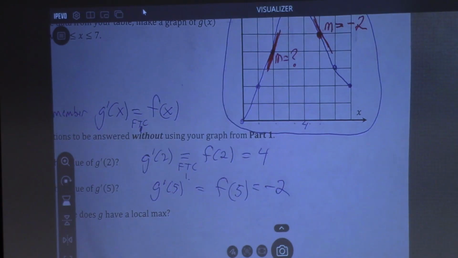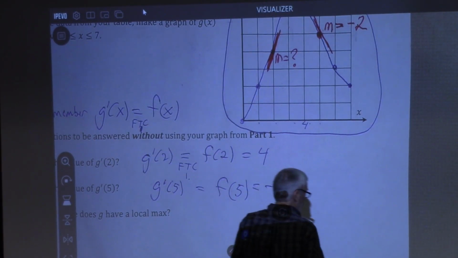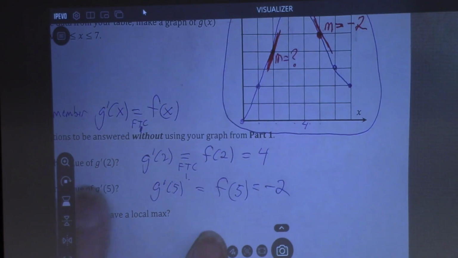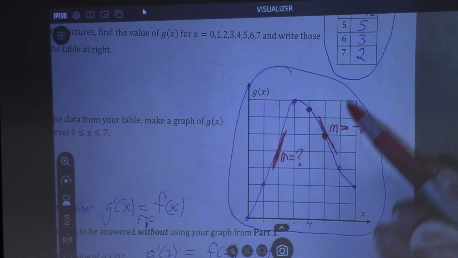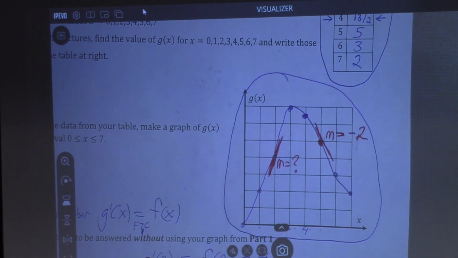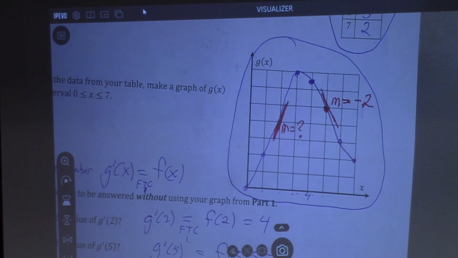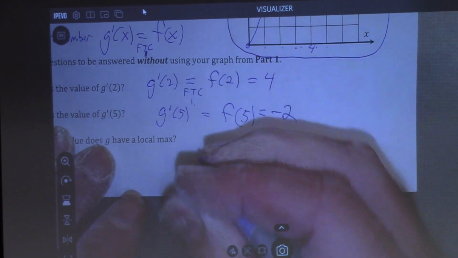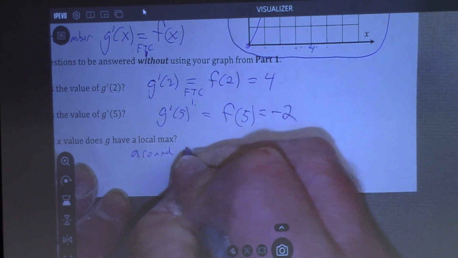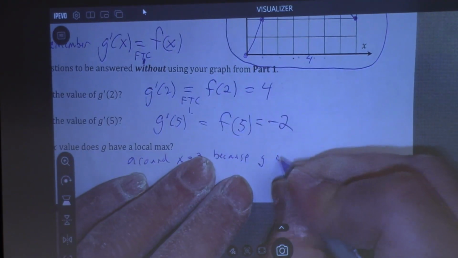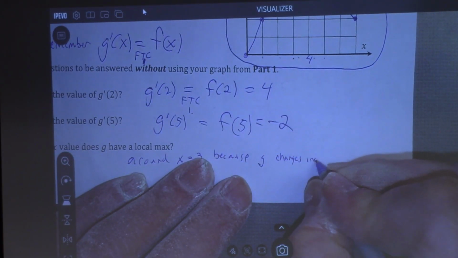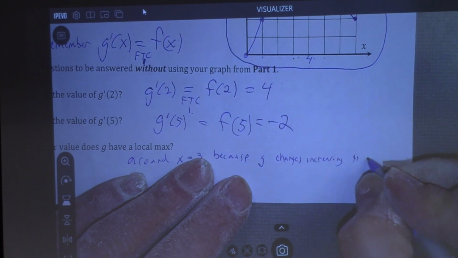Now, where does g have a local max? Okay, well, on this graph, it looks like at x equals 3, because that's where g stops going up and starts coming down. But again, I don't have a whole lot of confidence in this graph. I don't have data points in between these particular data points. But I'm going to say around x equals 3 because g changes from increasing to decreasing.